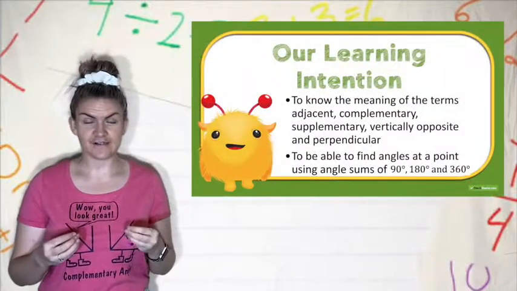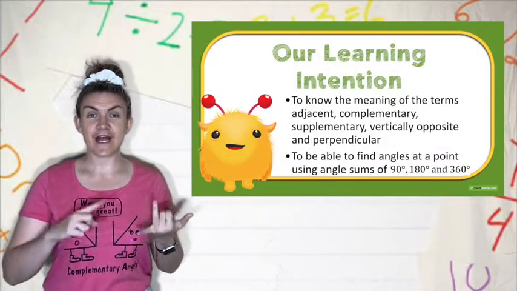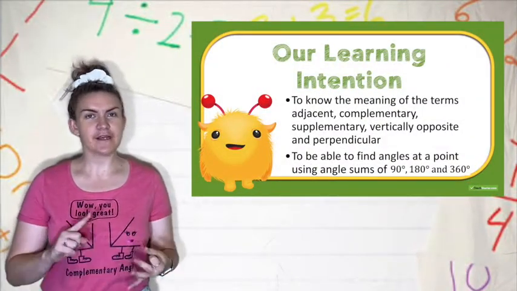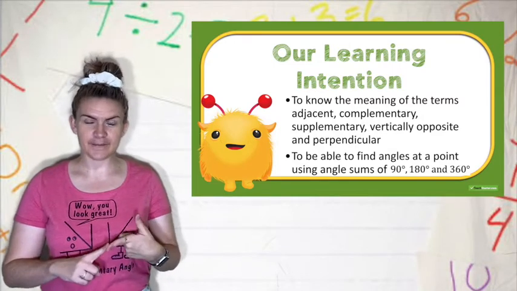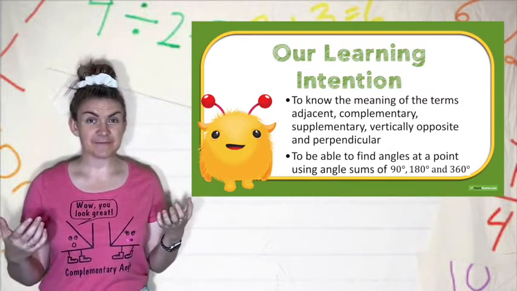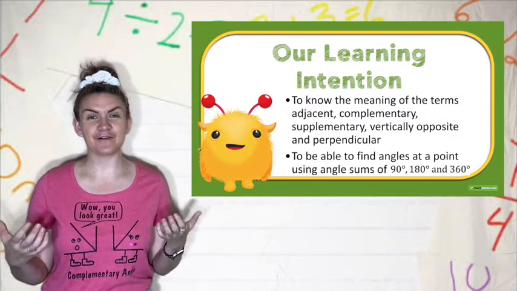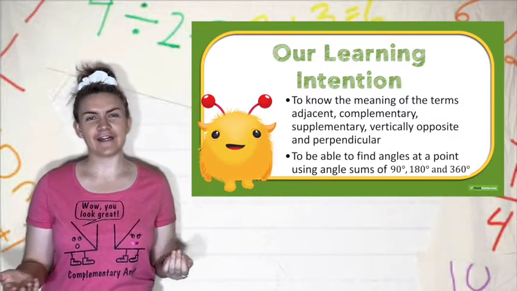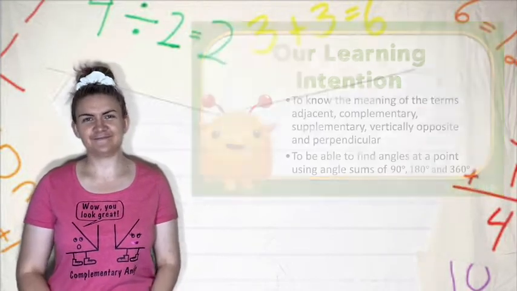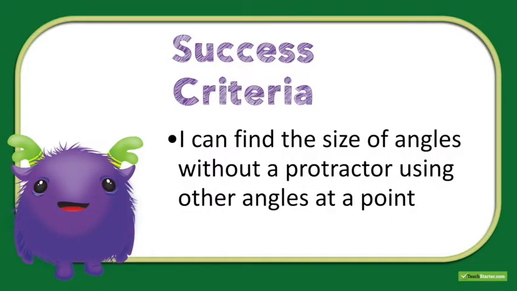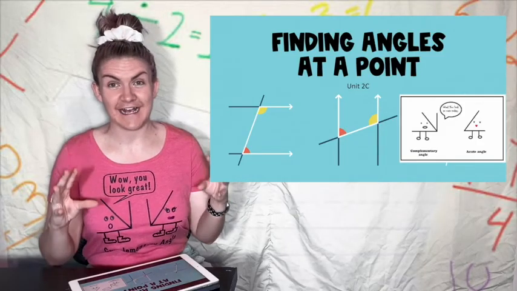Our learning intentions are to know the meaning of the terms adjacent, complementary, supplementary, vertically opposite, and perpendicular, and to be able to find angles at a point using angle sums of 90, 180, and 360 degrees. We will know we are successful when we can find the size of angles without a protractor using other angles around a point. P.S. How did I forget to film the success criteria? Oops. So let's find angles at a point.